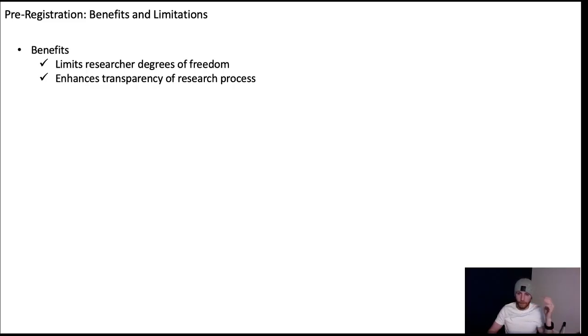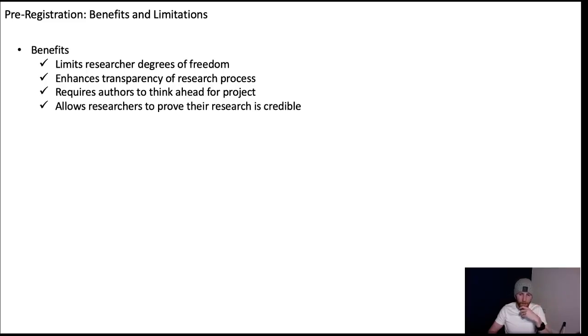It enhances transparency of the research process, which is always a good thing. The more transparent, the better. It requires authors to think ahead. You'll be told time and time again when you do your final year project dissertation, make sure that you think about how you're going to analyze your data, because if you collect data and you can't analyze it, it's worthless. So pre-registration makes researchers engage at a really deep level before they've recruited any actual data. It allows researchers to prove their research is credible. So if I know that I've not done anything wrong, or I know I've conducted solid research, I can pre-register ahead and show people that I stuck to the plan.